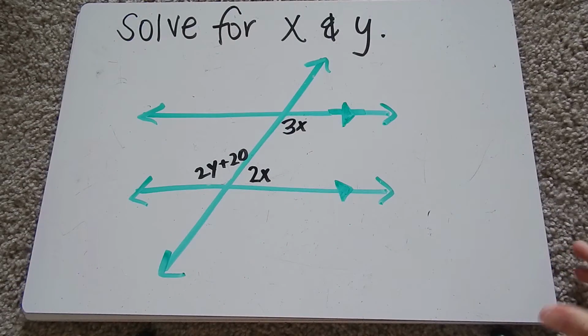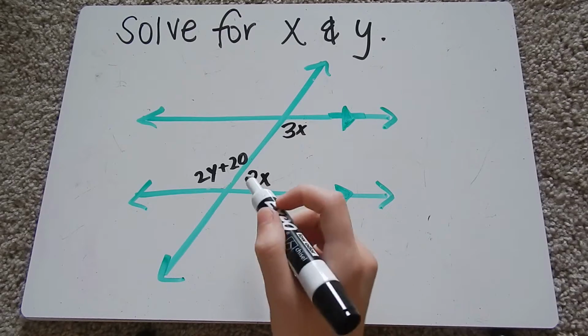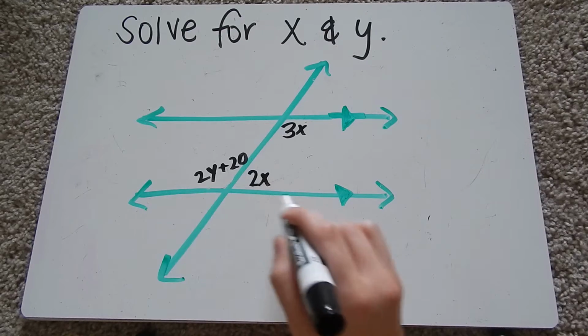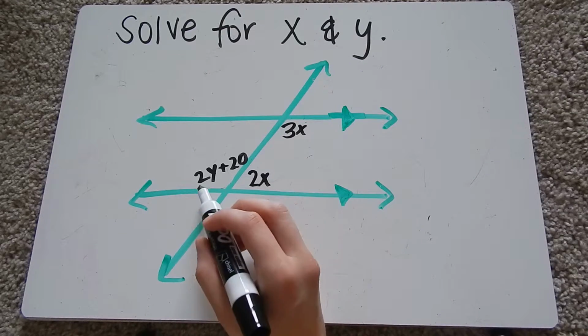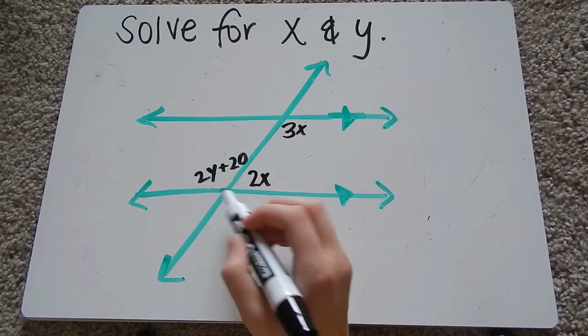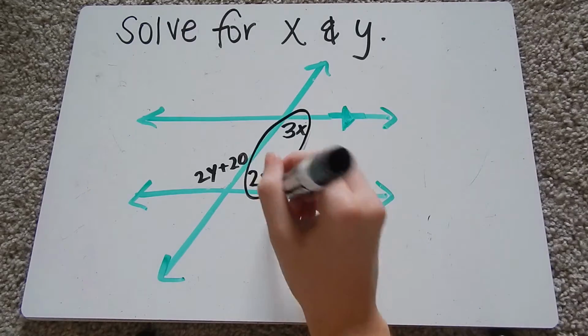For our last example here, we want to solve for x and for y. So the first thing I notice is I have two angles here that are going to add up to 180 because it forms a line. However, I don't want to start with that because I have an x and a y. That's not going to work out for me. I'm not going to be able to solve. But I do have two x's here.